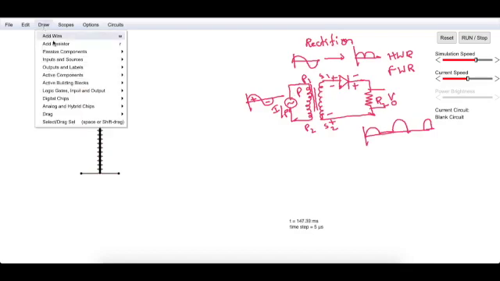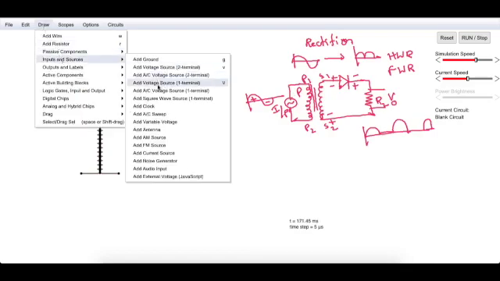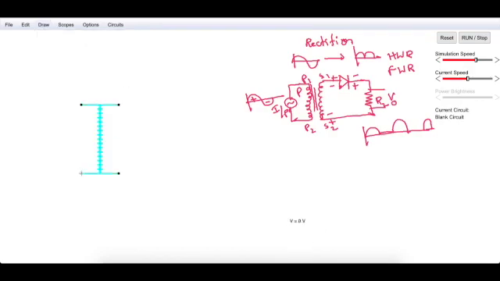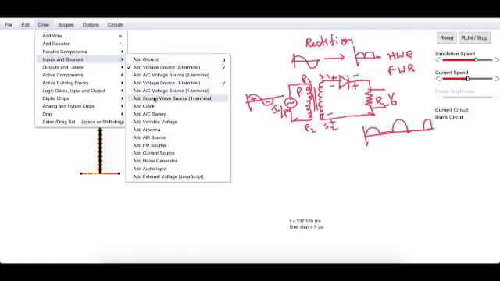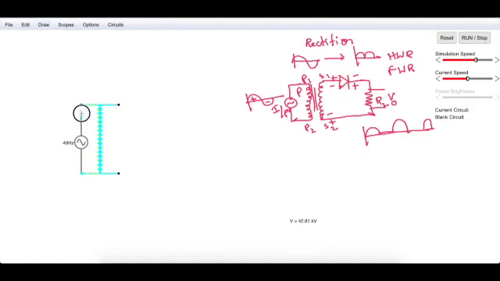Again go to draw, input and sources. Click on AC voltage source, two terminal. Sorry, I picked the DC one. I need to go for AC. So AC voltage source, two terminal. Done. See here, this is the AC voltage source. All of you can observe that this is an AC voltage source with a frequency of 40 Hz.